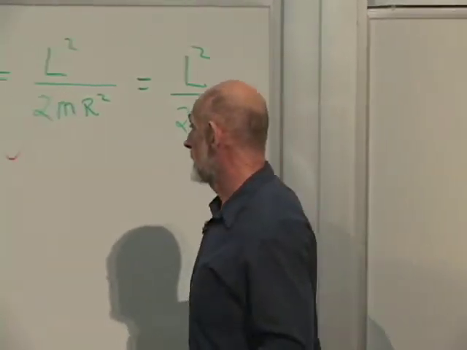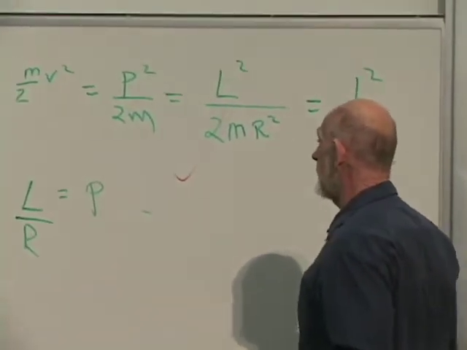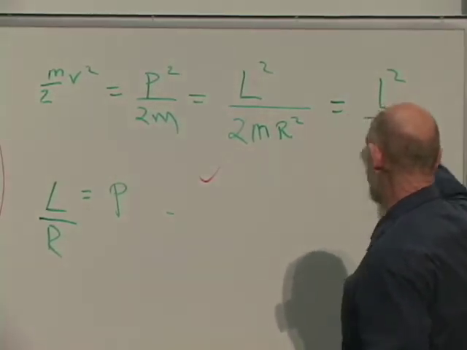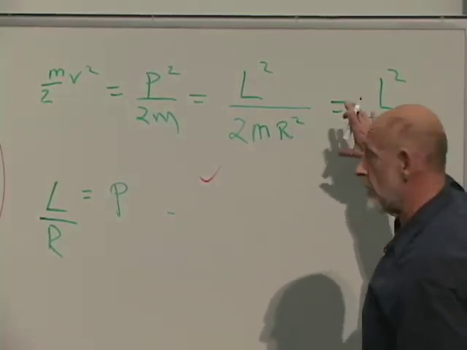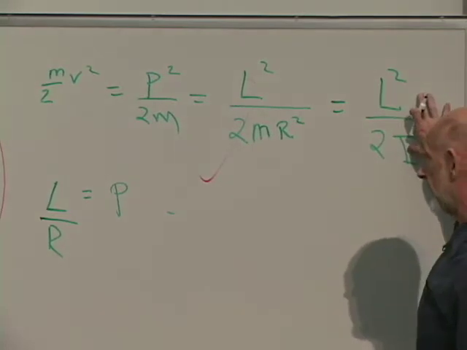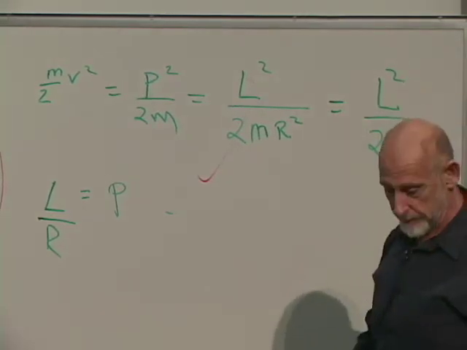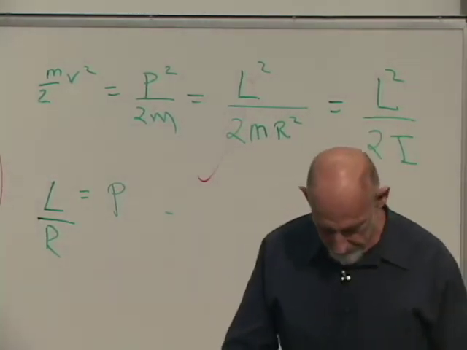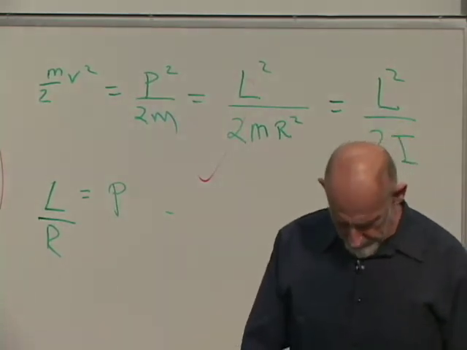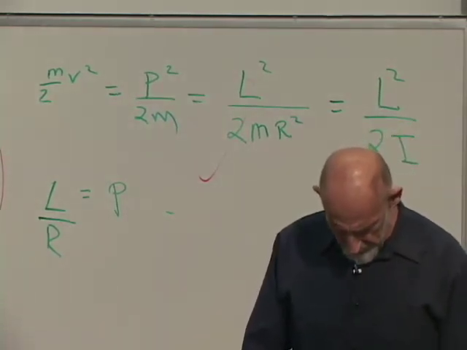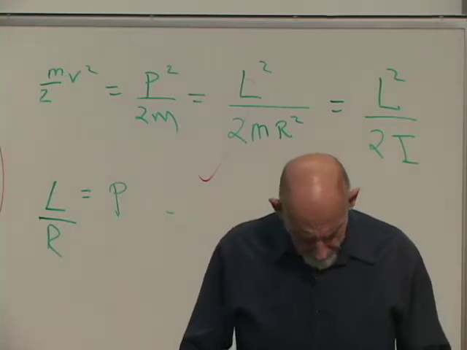Good? All right. So classical mechanics of point particles is described this way, and the quantum mechanics of point particles is also described this way, L being angular momentum. And we know how to deal with angular momentum. It's quantized. Okay, so all of that is straightforward.